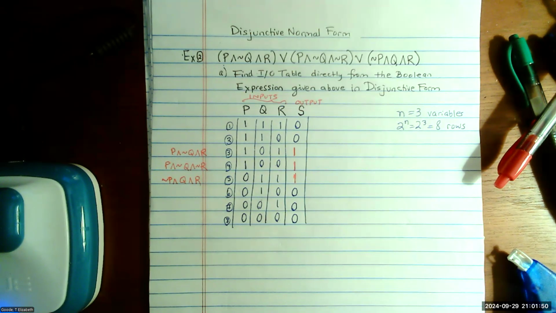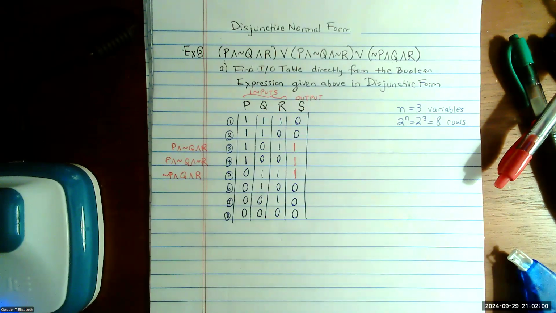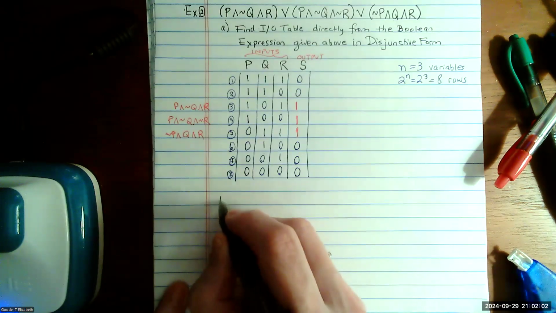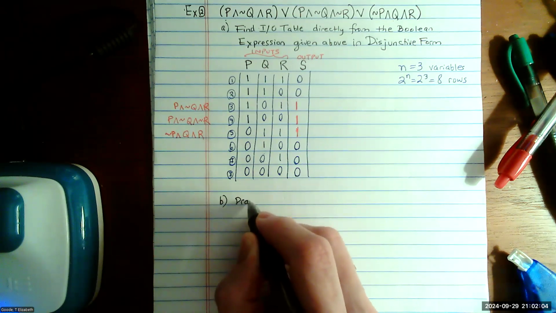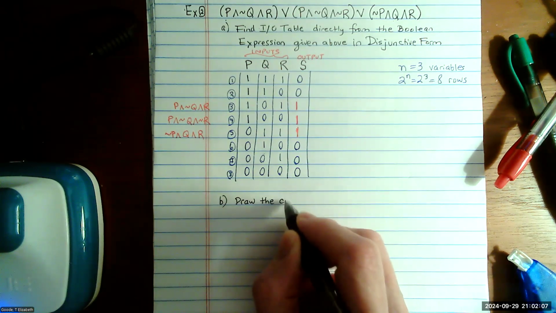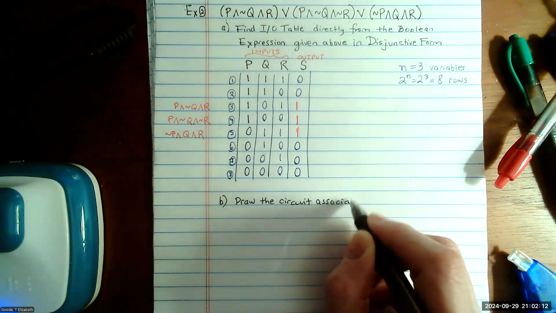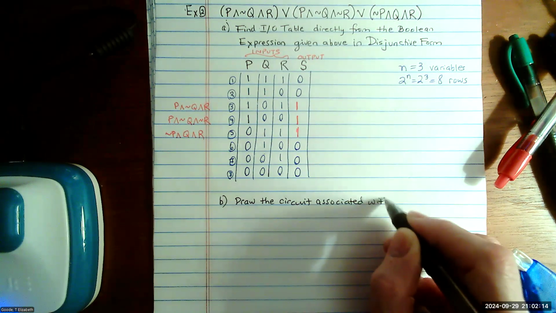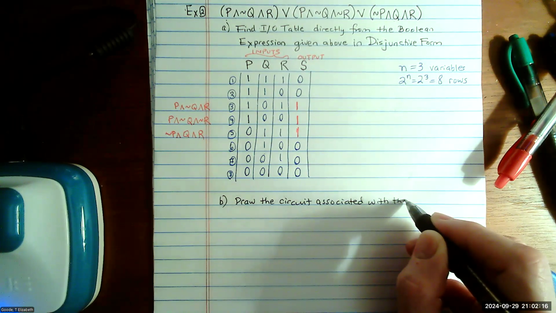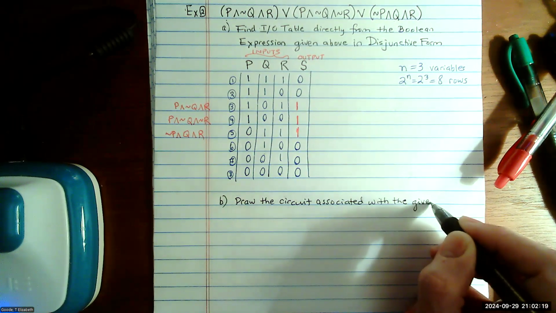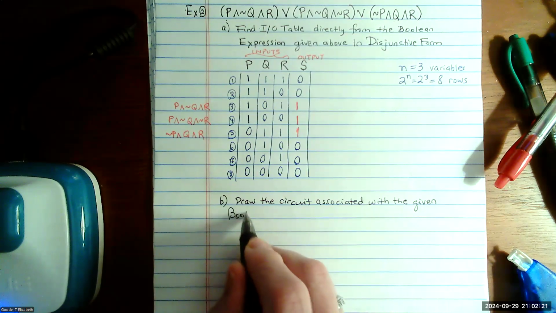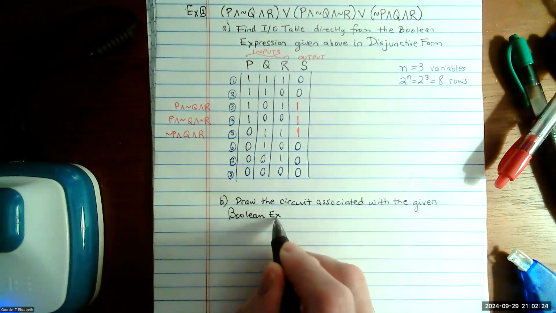I had a question. Okay. Is this the end of this question? Yeah, there would be a part B. Draw the circuit associated with the given Boolean expression and IO table.